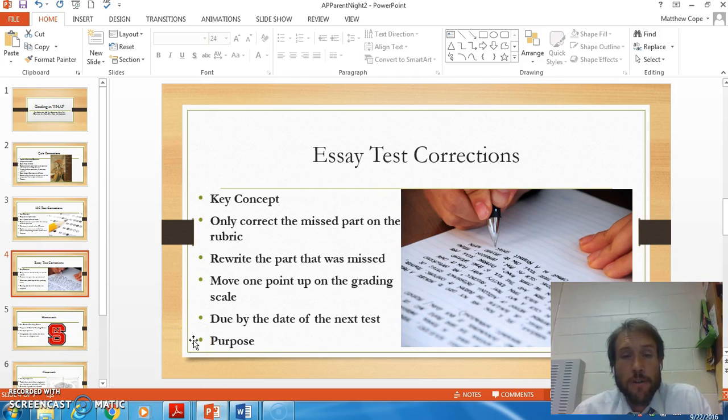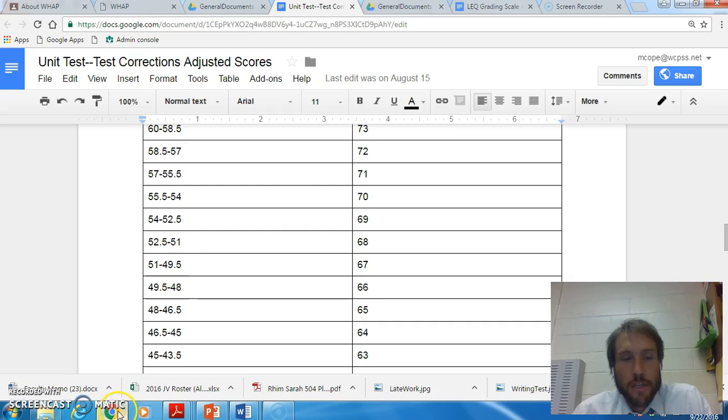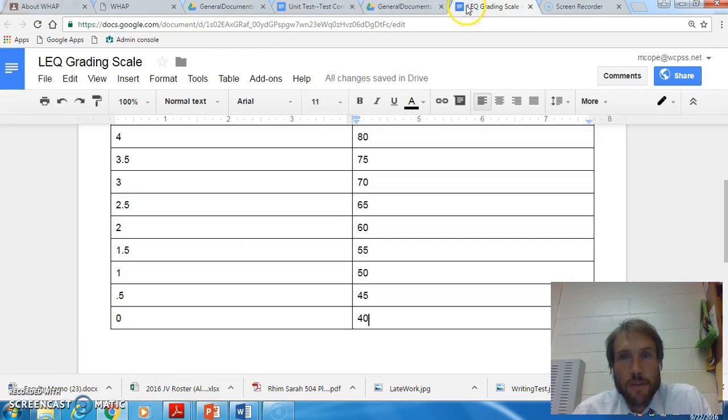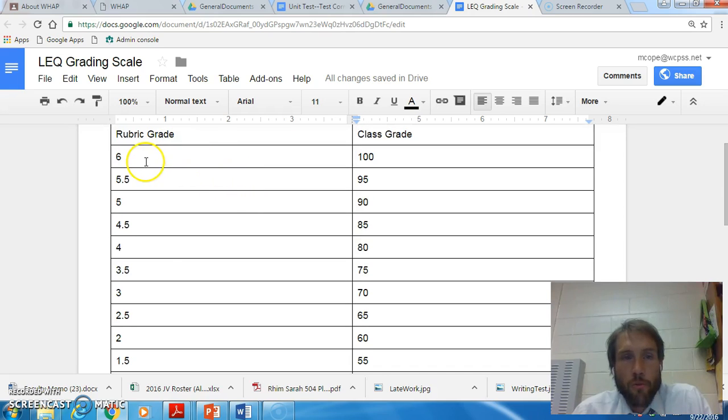This will also be due by the date of the next test, and what will happen here is your grade will move up 1 point on the grading scale, just like to adjust your score, similarly to how it was on the multiple choice test. And you can see here on the right, if you scored a 4, that is roughly a B again, and so that'll earn you an 80.